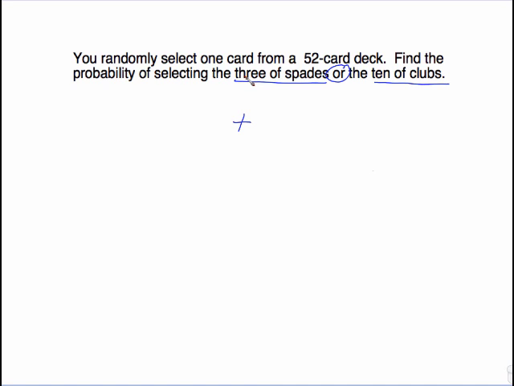So how many 3 of spades are there? There's one card that's the 3 of spades. How many 10 of clubs are there? There is one card that is the 10 of clubs. We have a common denominator. Keep the common denominator and add. 1 plus 1 is 2. Reduce that to 1 over 26.